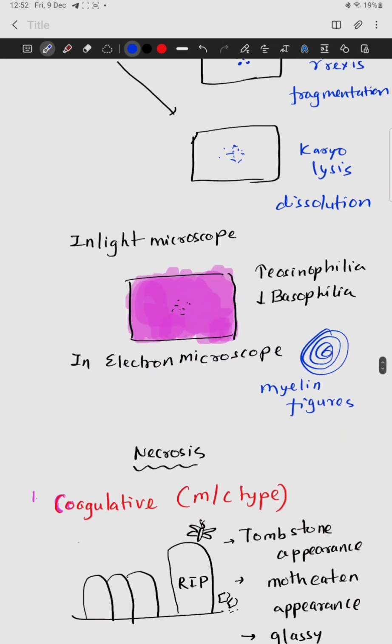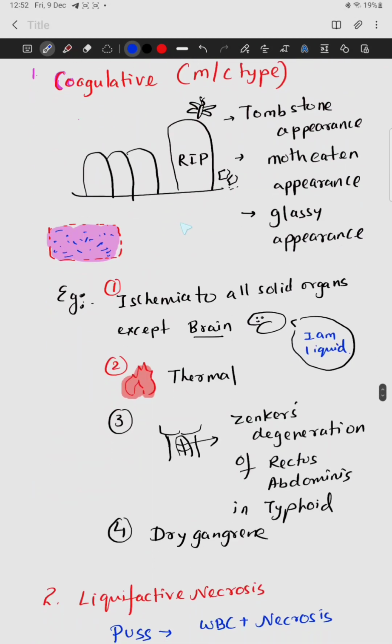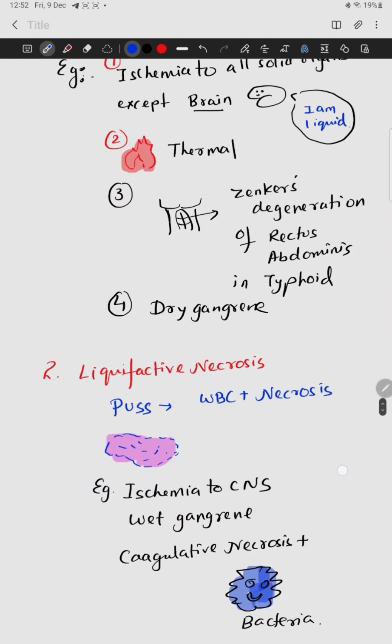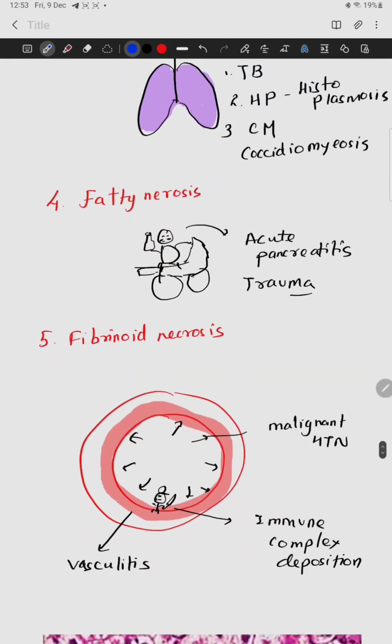And in light microscope, how is it seen? In electron microscope, how is it seen? And the types of necrosis: mainly the coagulative necrosis, liquefactive necrosis, caseous necrosis, fatty necrosis, and lastly, fibrinoid necrosis.